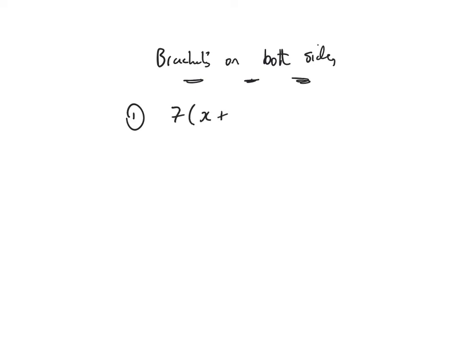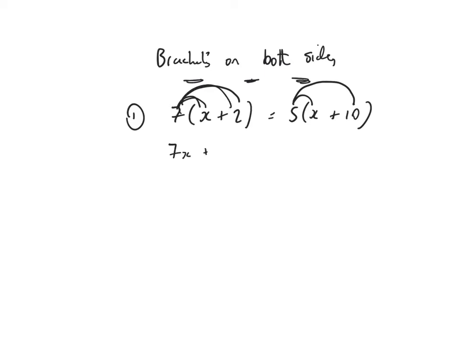7 bracket x plus 2 is equal to 5 bracket x plus 10, close the bracket. Okay, so take our time. Remember that 7 is multiplying everything in that bracket and 5 is multiplying everything in that bracket. So our first move then is to do the easy thing, which is just to open up these brackets. So 7 lots of x is 7x, 7 lots of 2 is 14, that's equal to 5 lots of x is 5x, and 5 lots of 10 is 50.